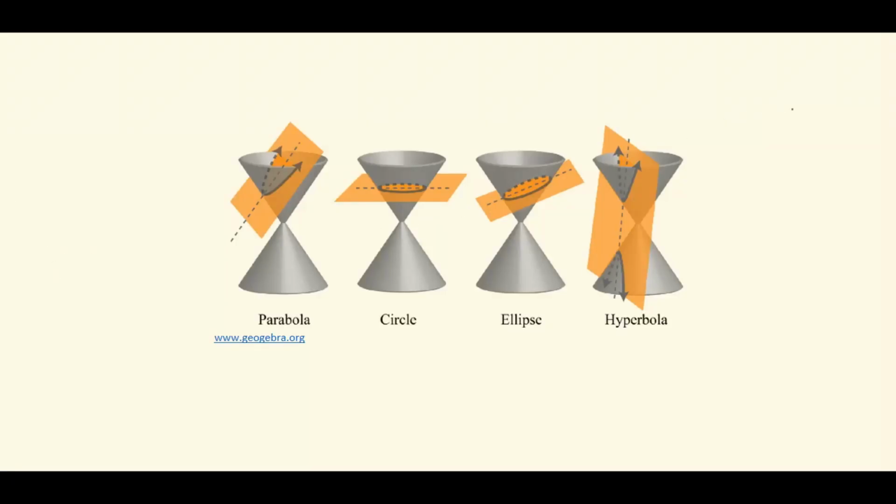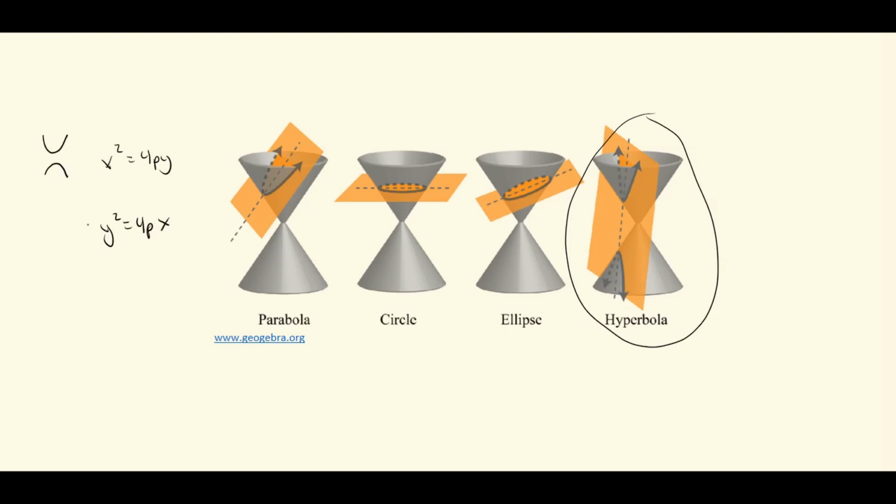Our last conic section is the hyperbola. And just to sum things up with the parabola, we saw that if it's in the form x squared is equal to 4py, then it opened either up or down. If it was in the form y squared is equal to 4px, then it opened either to the left or to the right.